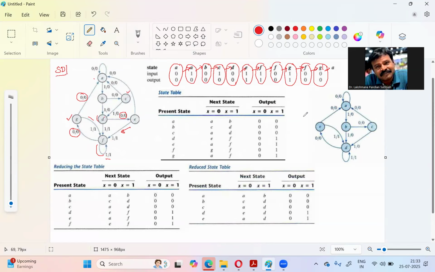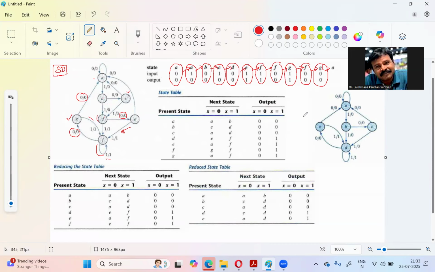Now this transition diagram can be reduced in the number of states to an equivalent one. Equivalent means whatever transition happens here, it will reduce the number of states and still perform the required transition. Both are equivalent. Then how do you find that out?